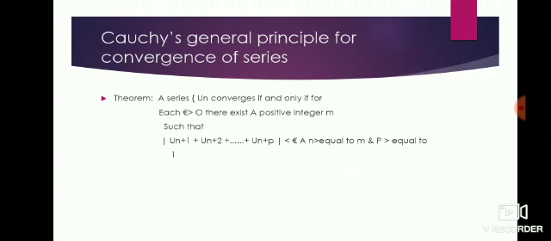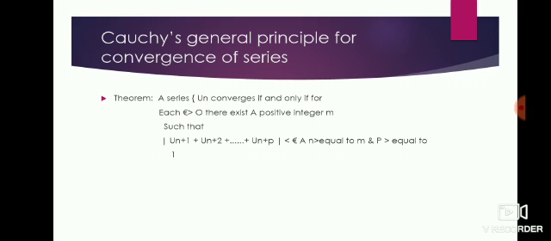I am representing the theorem Cauchy's general principle for convergence of series. Before moving to the theorem, we have to know some basic concepts. First, what is a series? A series is the sum of all the terms of a sequence, and another term is a partial sum. A partial sum is the sum of part of a sequence. The sum of infinite terms is an infinite series. If the sequence is convergent, then the series is also convergent.